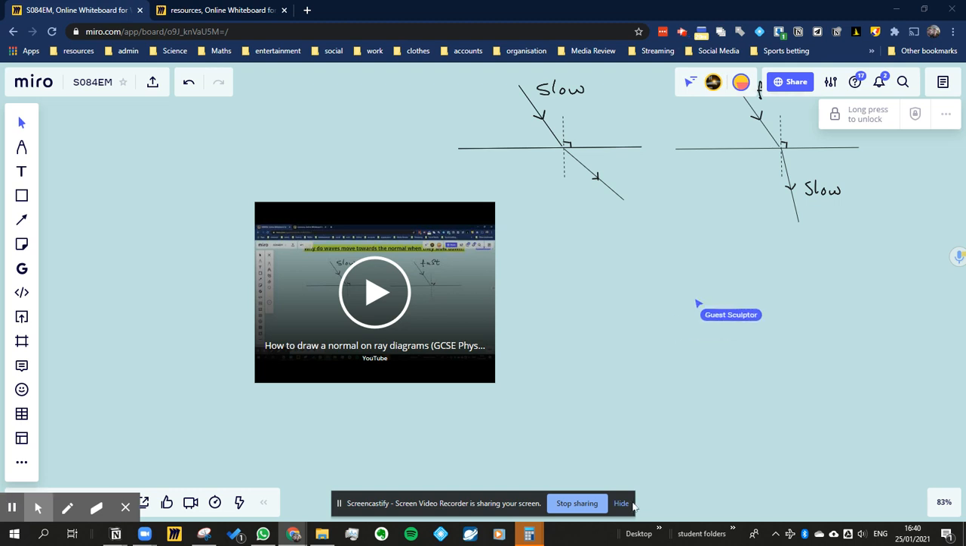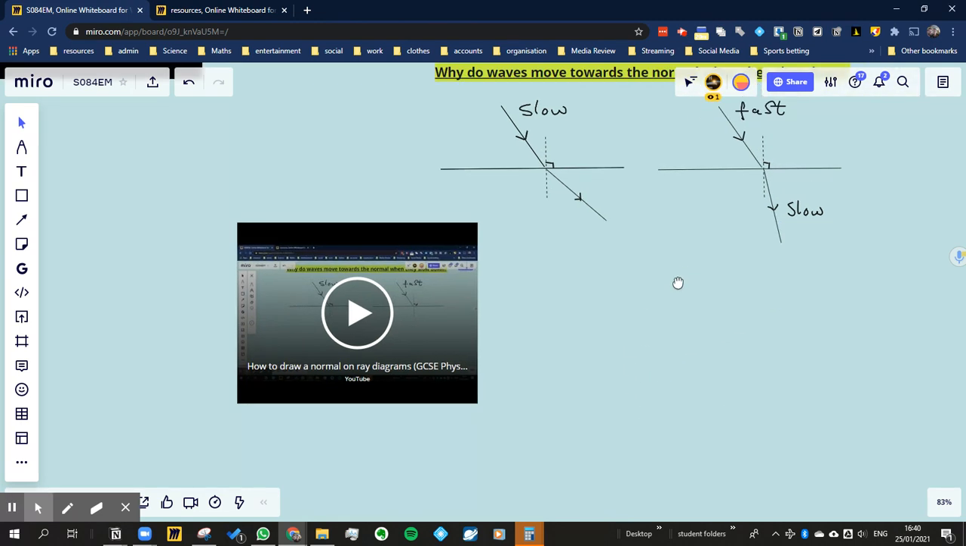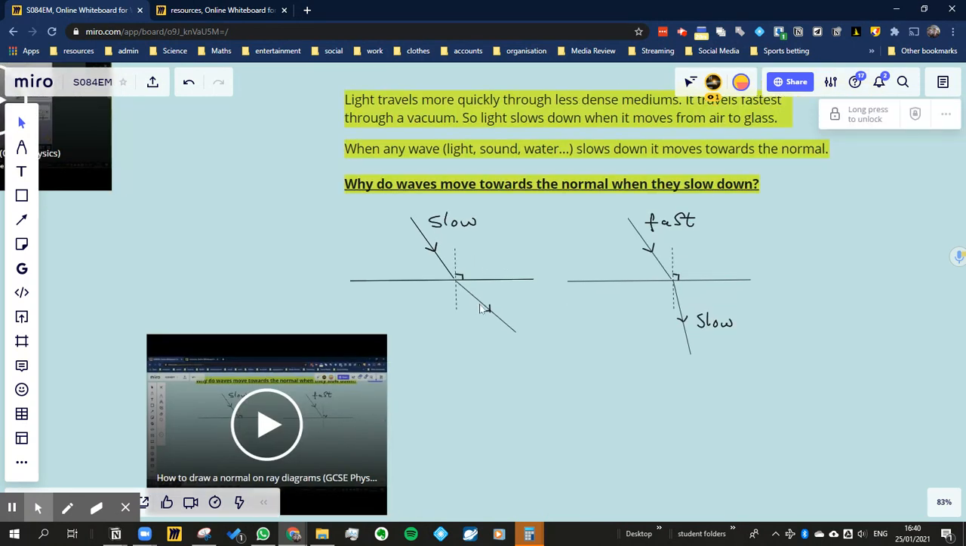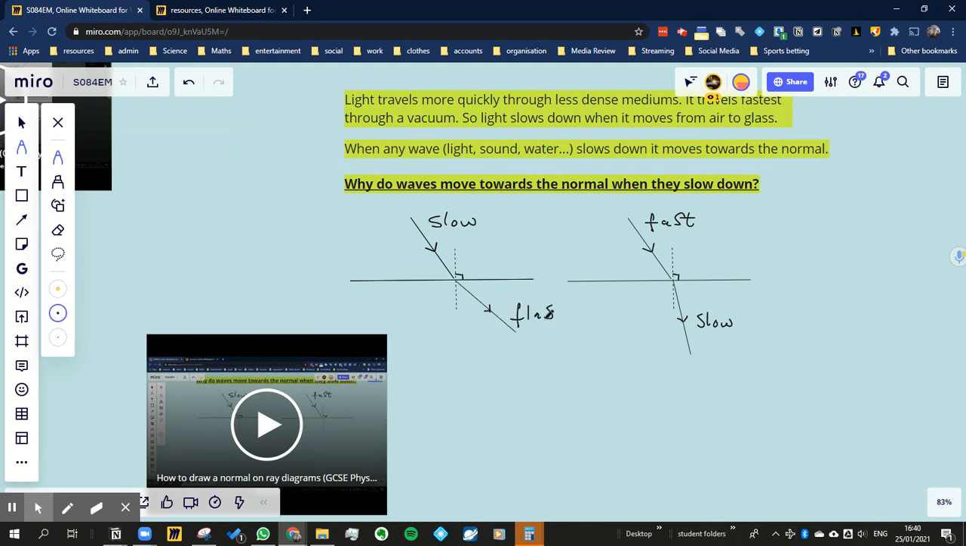Okay, so we're trying to understand why this happens. Why is it that when any wave speeds up, it moves away from normal? This one is going from slow to fast. This one is going from fast to slow. If it speeds up, it goes away from normal. If it slows down, it goes towards normal.